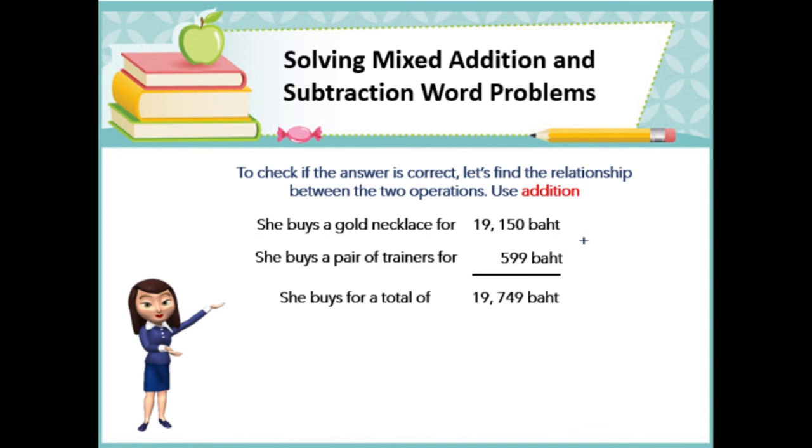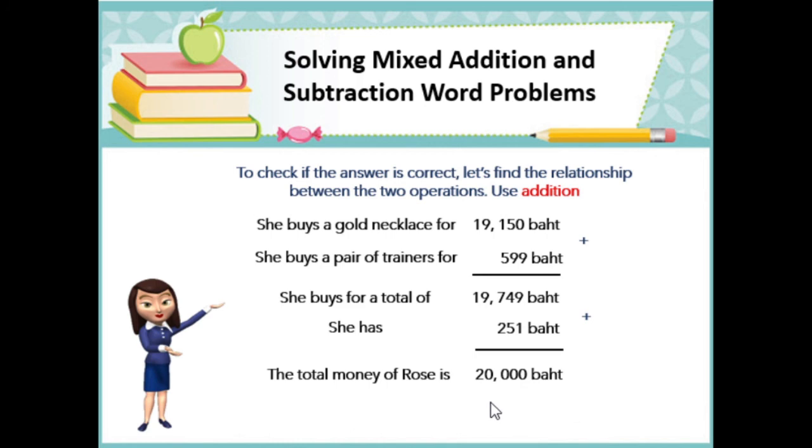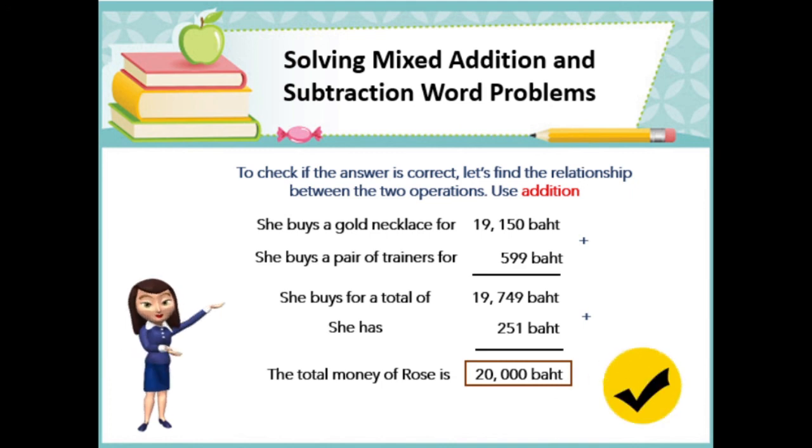So, in total, she bought 19,749 worth of jewelries. Now, as shown in the previous solution, we had 251 baht as the money left. We will add them together and we will get 20,000 baht. Isn't it the total money of Rose before she bought the things? Yes, it is. Therefore, our answer is correct.